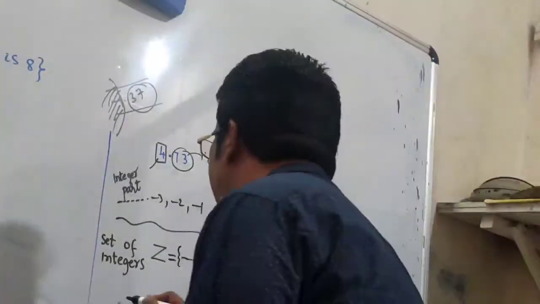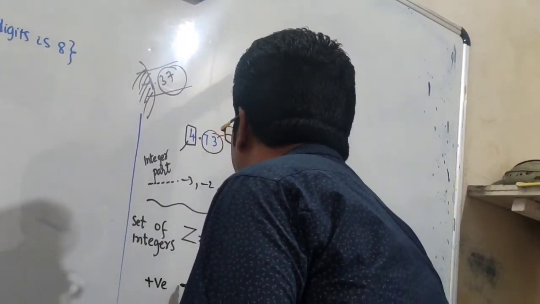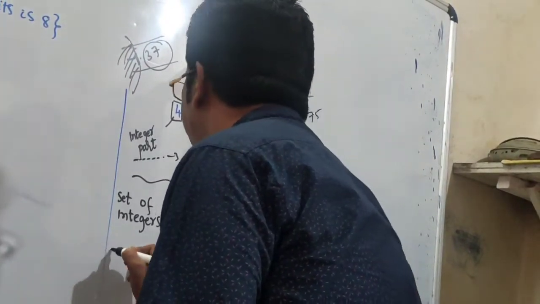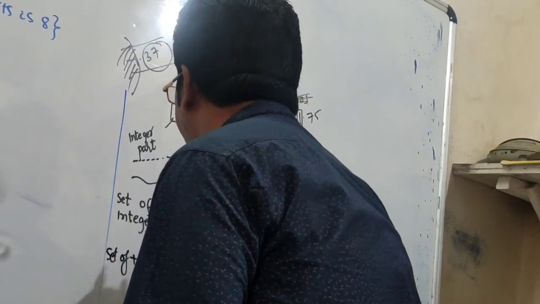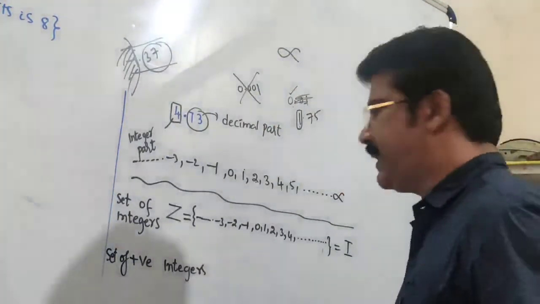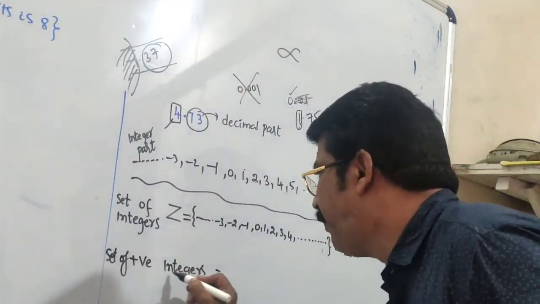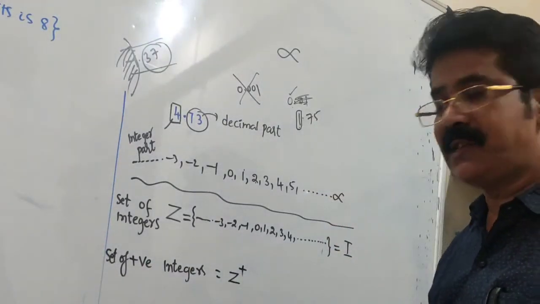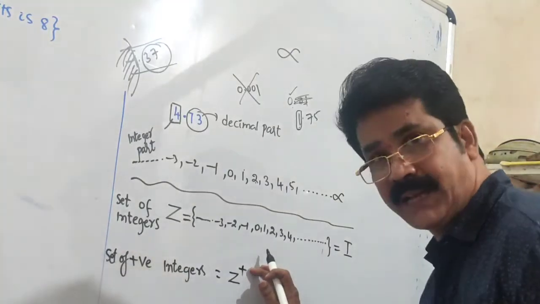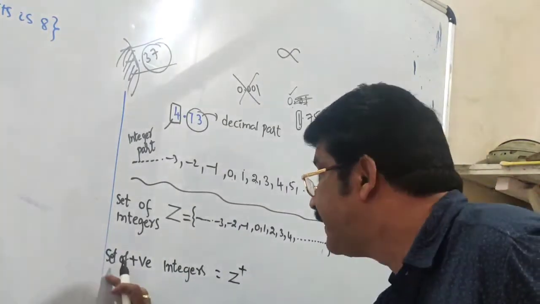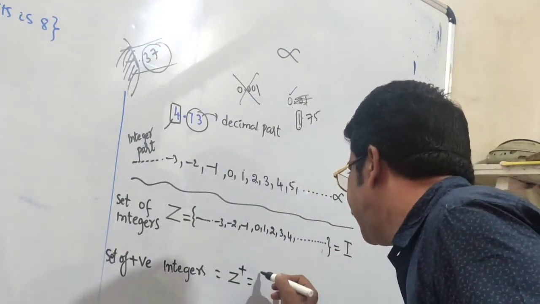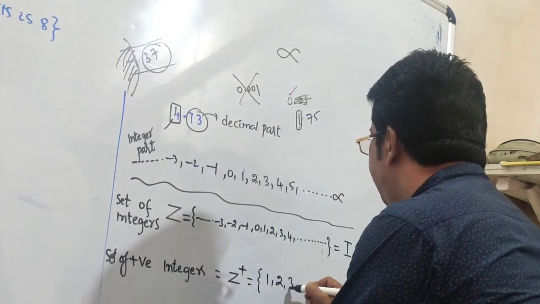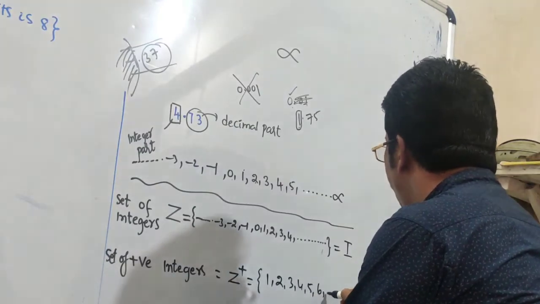Next, positive integers. Positive integers means the set of positive integers. Actually, the set of positive integers is represented by Z plus. On the head we write plus. This stands for the set of positive integers. That is equal to the set of positive numbers: 1, 2, 3, 4, 5, 6 and so on.